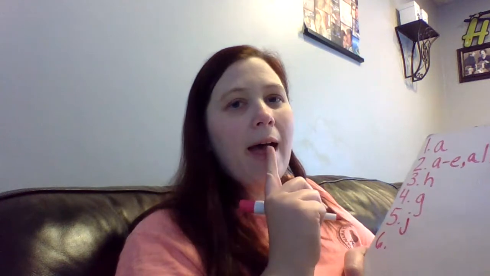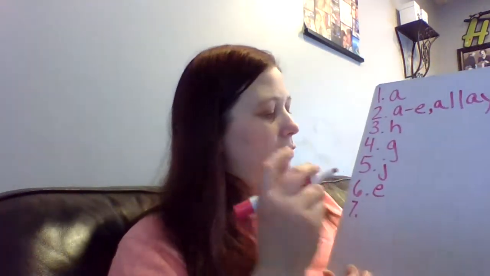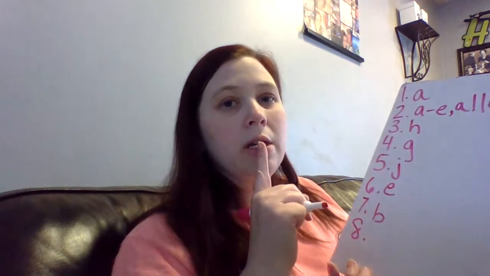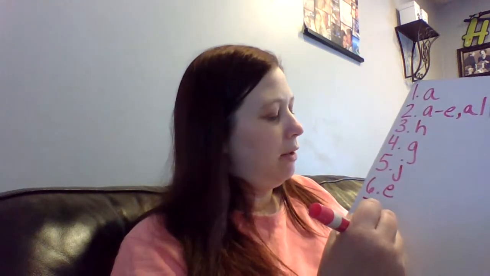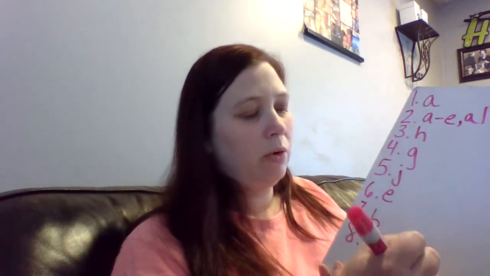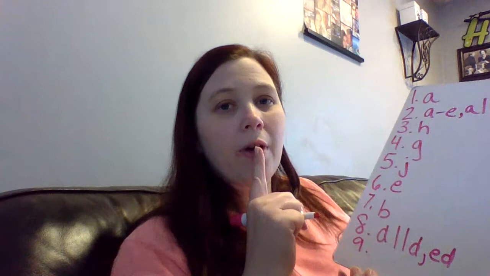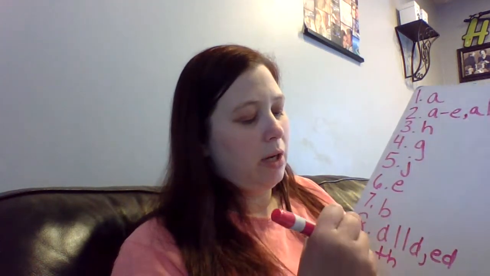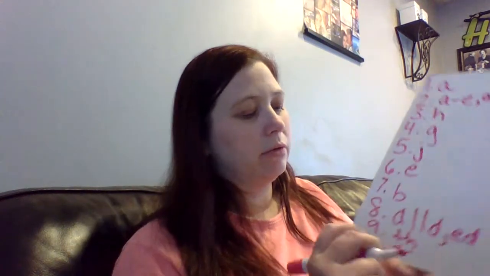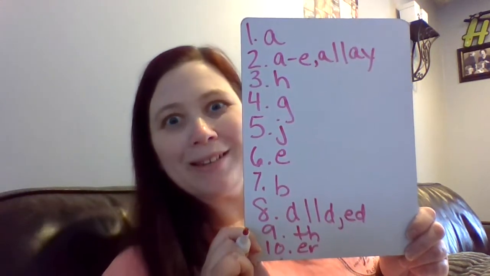Number 6, E. Number 7, let's do B, B. Number 8, we'll do D. That's D. Final sound, D or ED. Number 9, let's do TH. And number 10, let's do ER. All right, make sure you have those down. We put some easy ones in there for you today.